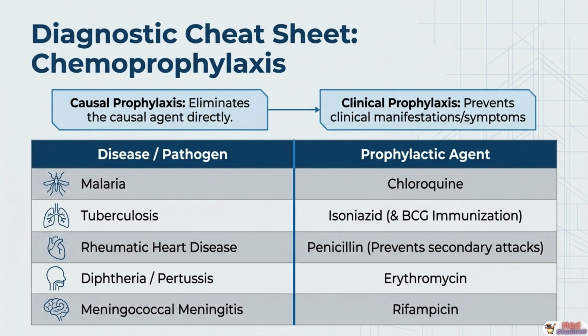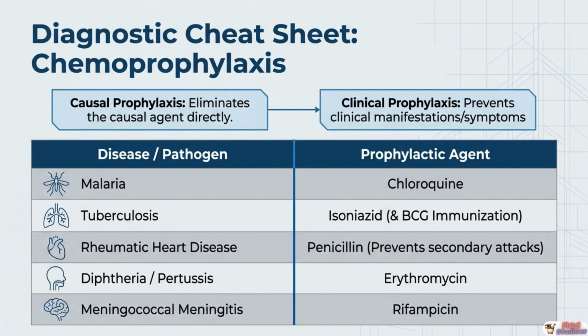For malaria, one of the most examined diseases in community medicine, the prophylactic agent is chloroquine, taken by individuals entering malaria endemic zones. For tuberculosis, the prophylaxis is isoniazid, given to close contacts of smear-positive TB cases, alongside BCG immunization at birth as the primary vaccine-based protection.